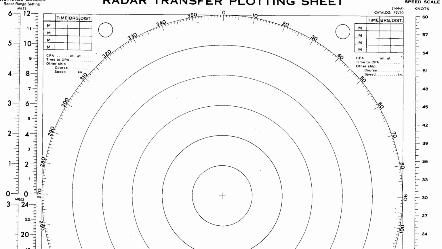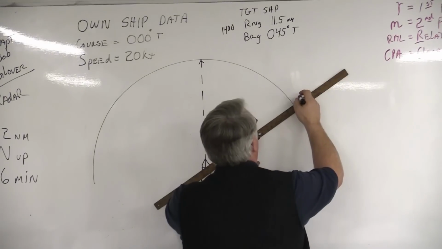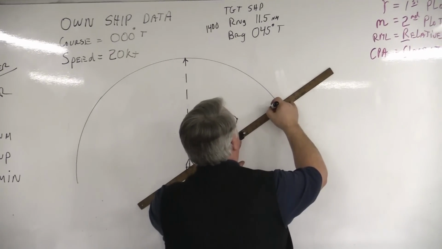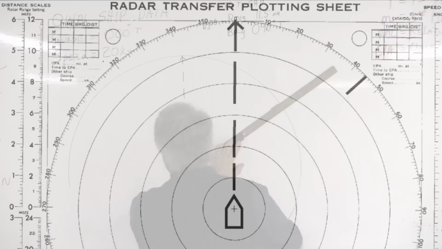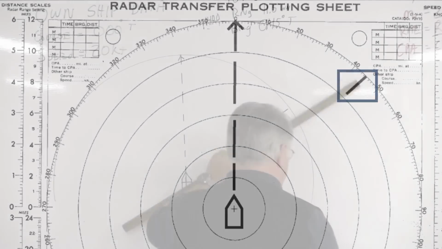and give me the exact information that you're getting. So I'm going to go out at 0.45 and I'm going to make a little mark on a straight edge. Now, because I'm at the 12 nautical mile scale and the range is 11.5, I can make a little straight line here right out at the edge of my plotting sheet.